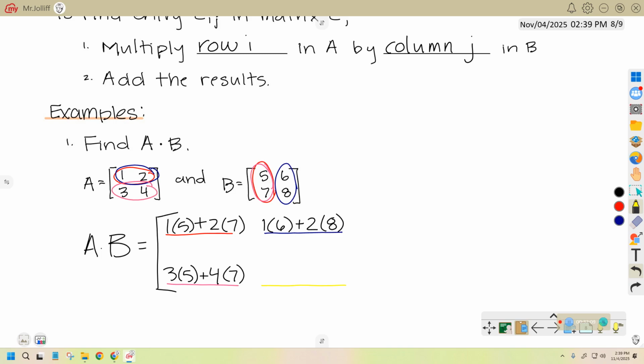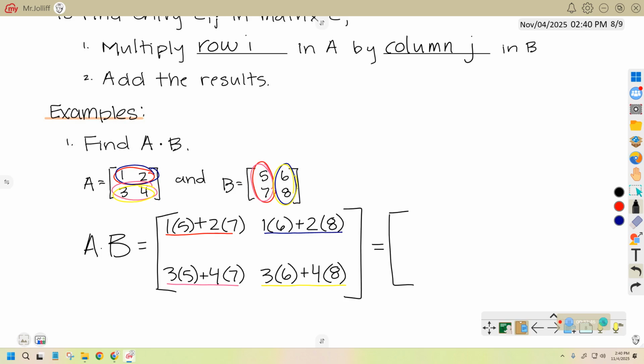Last entry. Where am I in the answer matrix? Row 2 and second column. Row 2, column 2. So 3 times 6 plus 4 times 8. Now it's just multiplication and addition. That stuff we can do in a calculator or in our head.